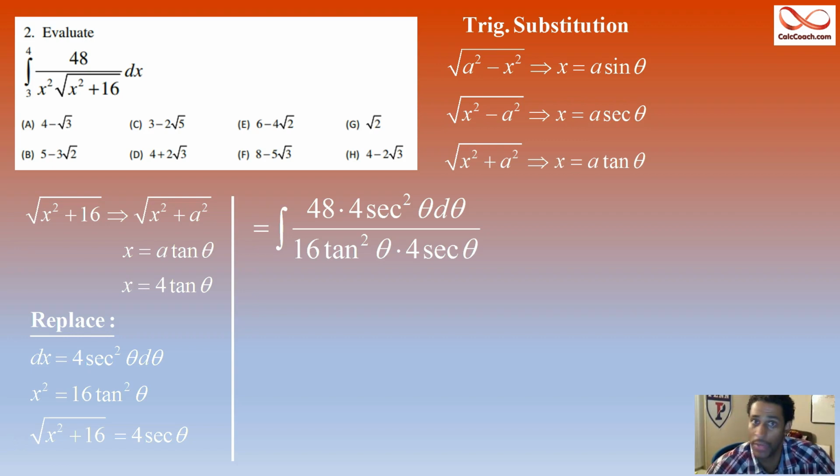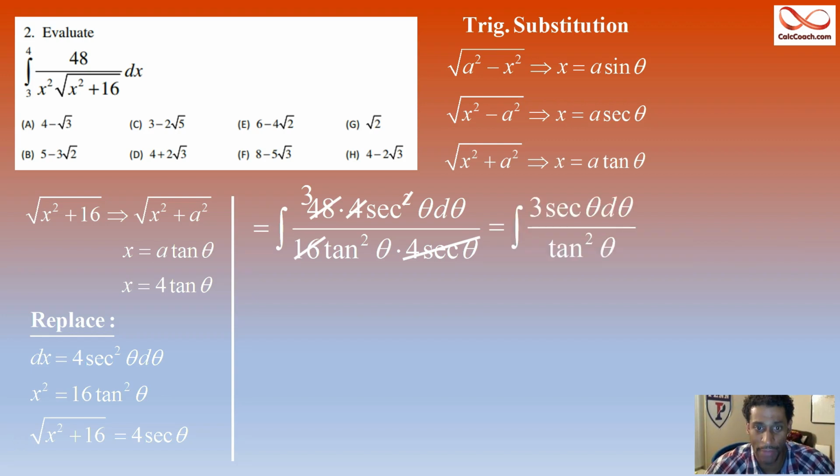Alright, well, we could do some canceling. The 48 and the 16 leaves us with a 3. The 4's cancel. And then the secant theta from the bottom cancels with one of the 2 secants that are up top. Leaving you with 3 secant theta on top of tangent squared theta, especially with the d theta there too. This is a problem. This is supposed to get better. Is it better?